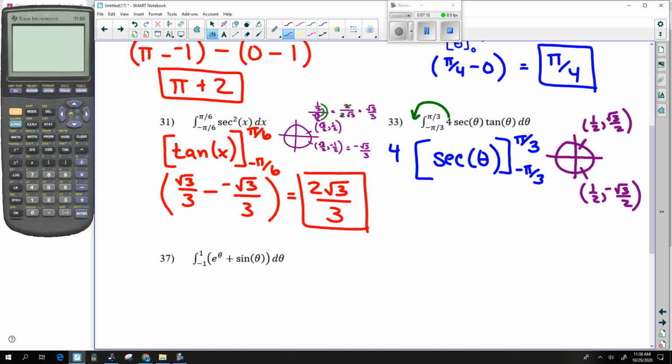And secant is, again, 1 over cosine. So the cosine of these things is 1/2. So the 1 over cosine would be 2 and 2. So this is going to be at the pi over 3. That's the upper one. That'd be 2 minus the negative pi over 3. That is also 2. And so that's going to be 0. This is ultimately 0.